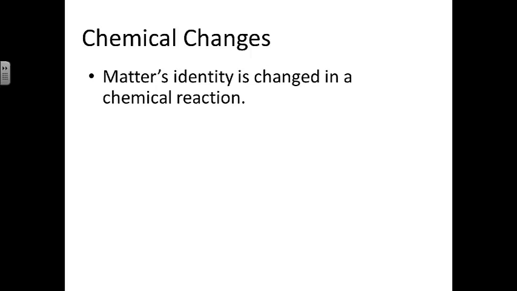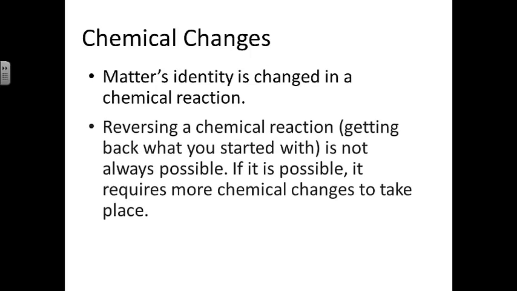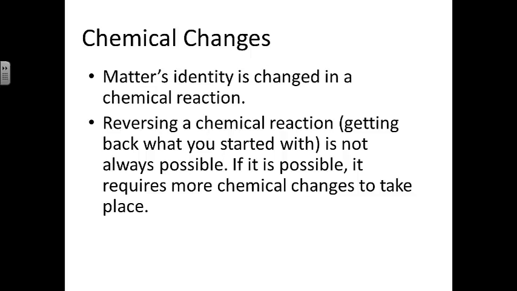Matter's identity is changed in a chemical reaction. Reversing a chemical reaction, meaning getting back what you started with, is not always going to be possible. With some things it can be, like water can go through electrolysis and break down into hydrogen and oxygen gases. But if you ignite hydrogen and oxygen gas when they're mixed together, they will quickly form water vapor again. So in some reactions, it is possible to perform further chemical reactions to get a reaction to go the other direction. If it is possible, remember that it's going to require more chemical changes.